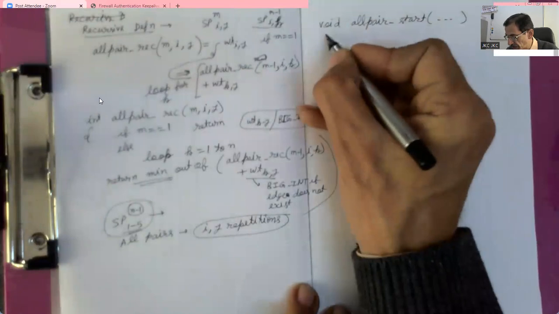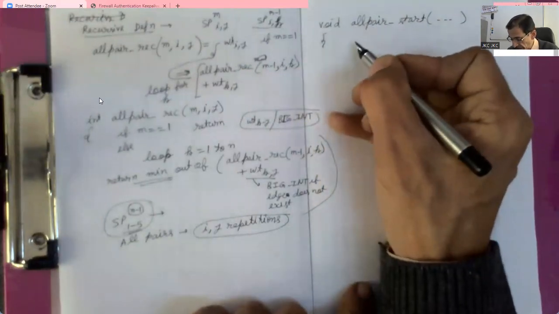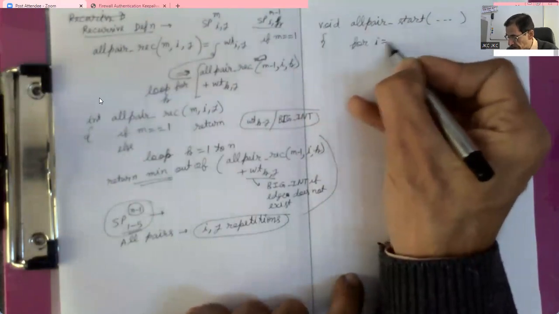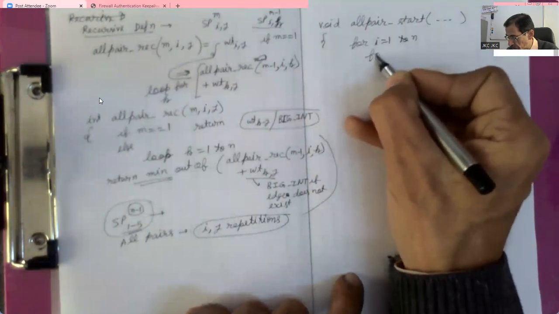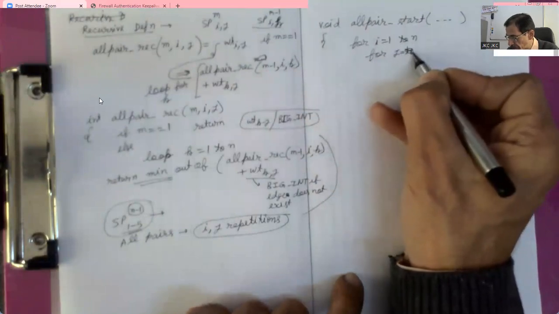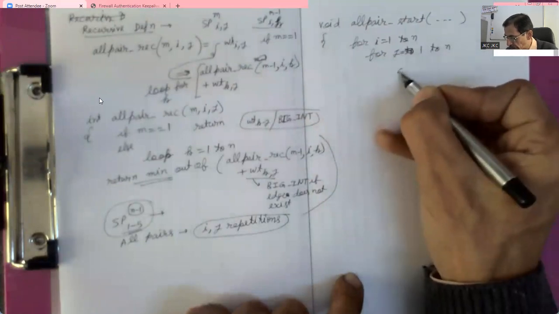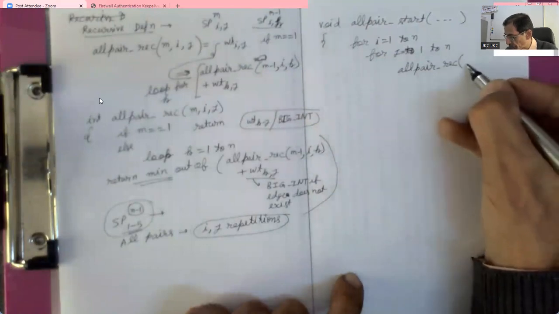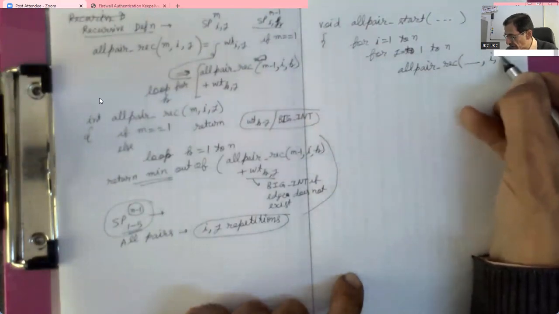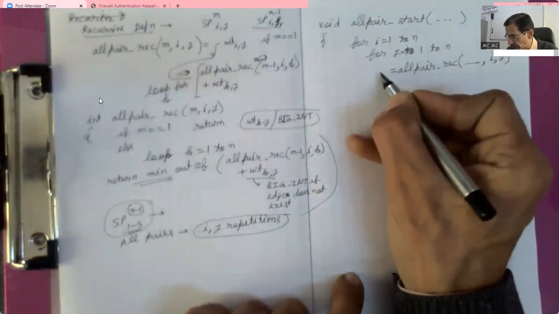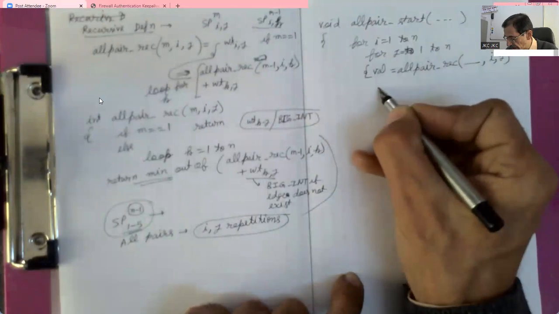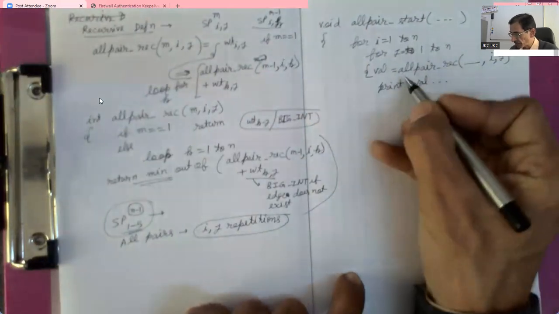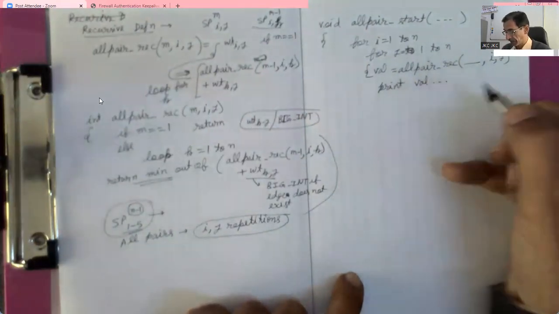Whatever parameter I need, I can decide. But what I need here is, for every ij, to call this recursive function: for i equal to 1 to n, for j equal to 1 to n. And what do I need to call? I need to call the recursive function all pair recursive. What should be the value of m, i and j? So all values are to be taken. Let's say I store it in some variable val, and then I can print whatever results I need. So that will give a path between every pair.